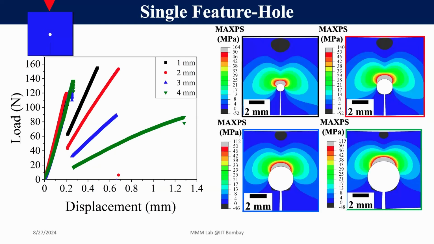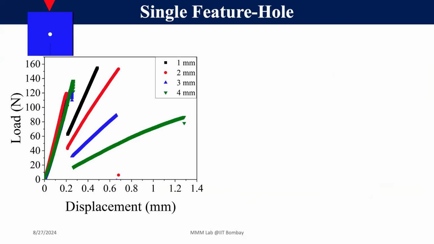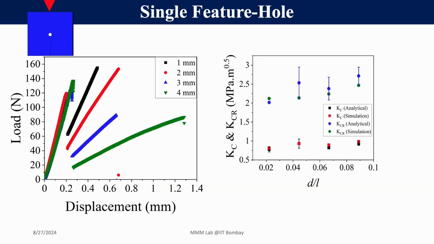Surprisingly, the stress at the hole tip is reducing when you increase the size of the hole. And interestingly, this is the initiation fracture toughness when the crack is initiating from the notch, and this is the fracture toughness when the crack is interacting with the hole. So there is an increment in the fracture toughness. It is a counterintuitive result compared with the crack driving force: the crack driving force is increasing, and the fracture toughness is also increasing.